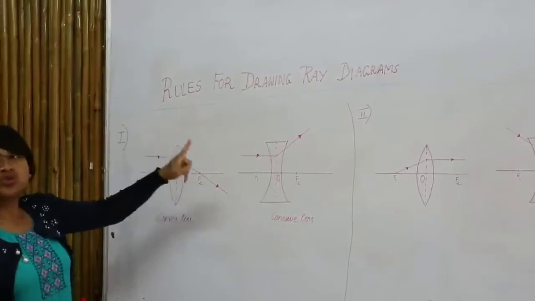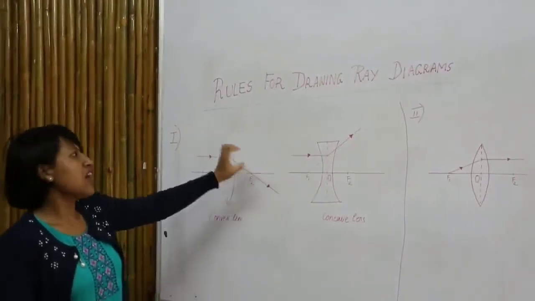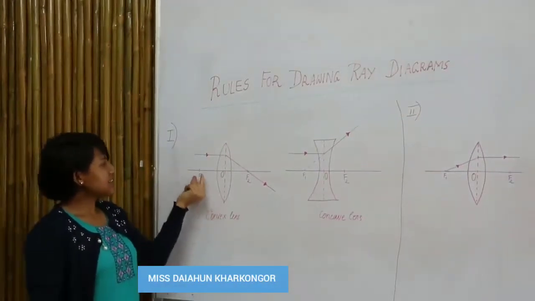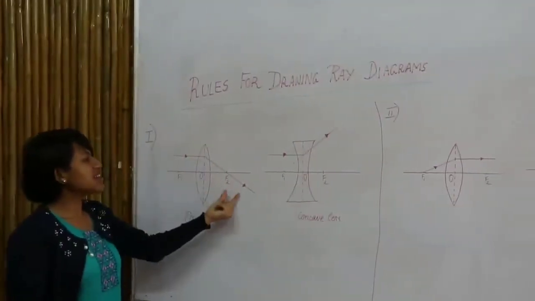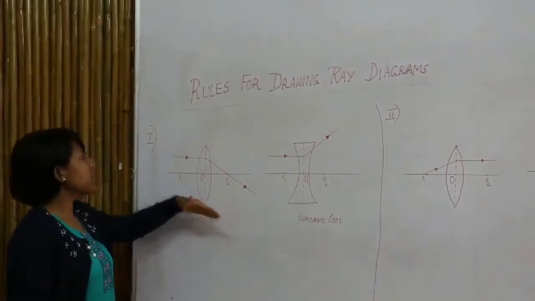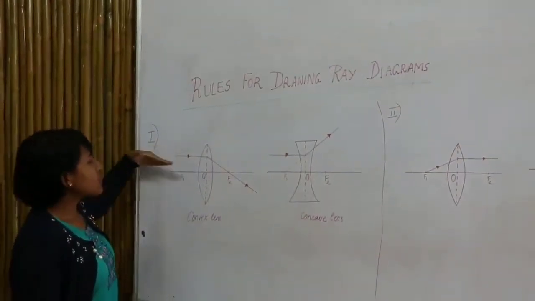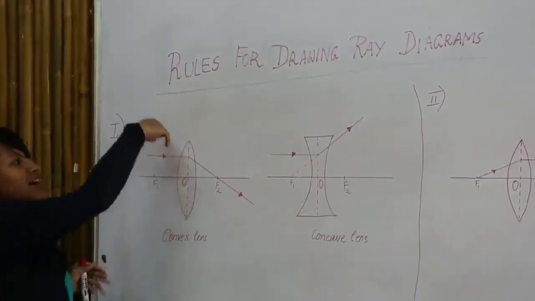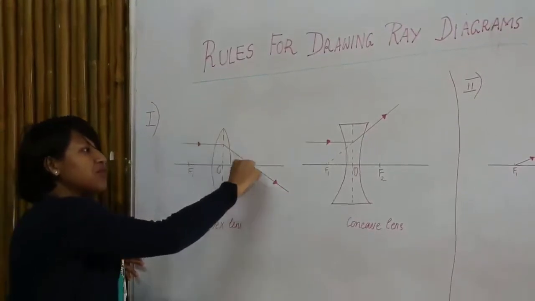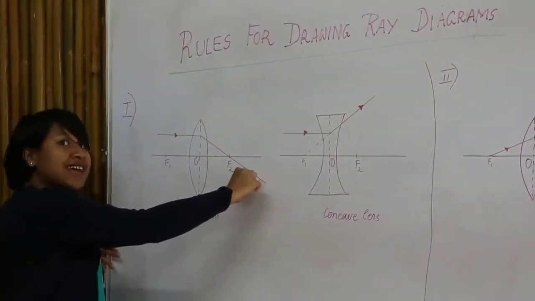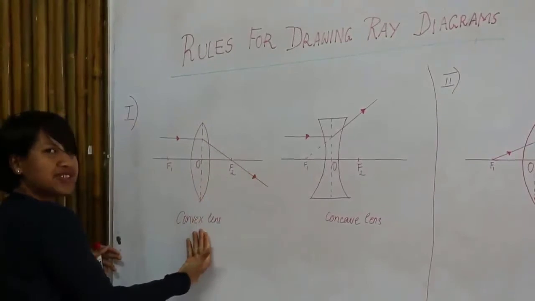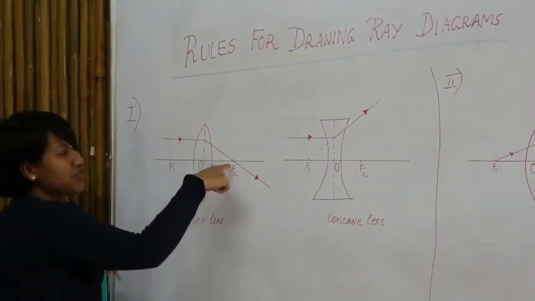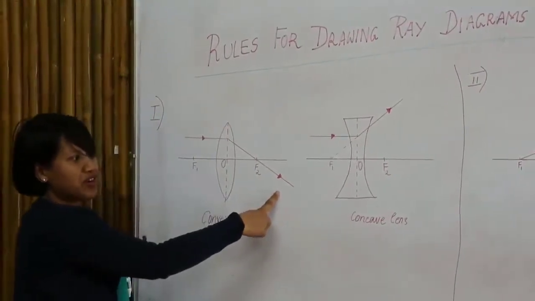Now there are certain rules for drawing ray diagrams. The first rule: remember in the last class, this is the first principal focus, this is the second principal focus. When parallel rays of light strike the lens, as a result of refraction, it passes through the second principal focus for a convex lens.